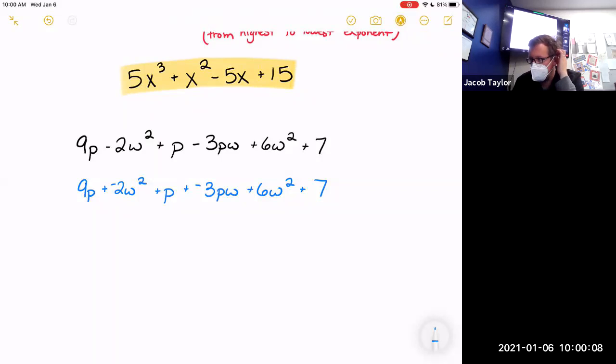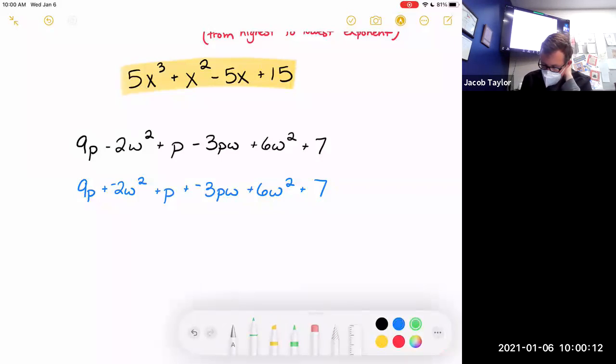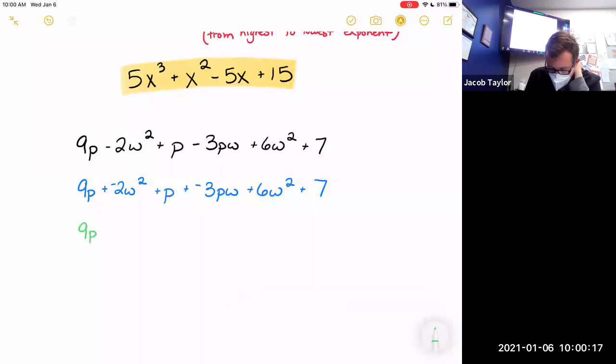And then group like terms. So the first thing that we have in this problem is the 9p. And it looks like we have another p. There's a 9p and there's a plus p.